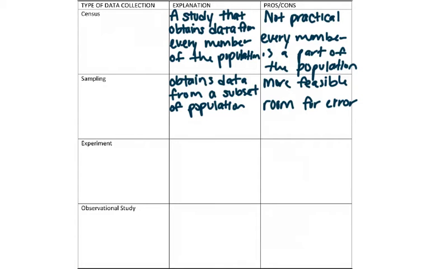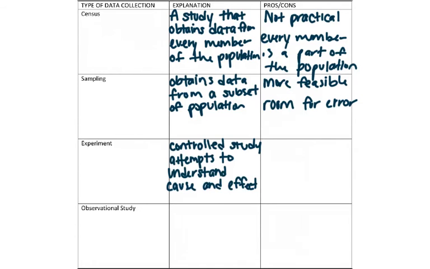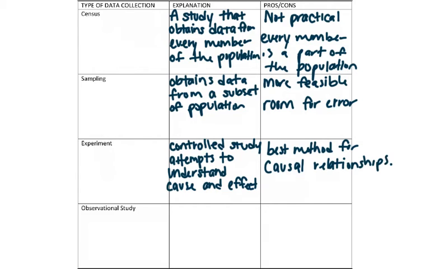The next one you should be pretty familiar with, an experiment. An experiment is a controlled study that attempts to understand cause and effect relationships. Usually there's an experimental group, and then there's a control group where you compare. So this would be the best method for causal relationships. That's not casual, that's causal, like what's causing it is where that comes from.